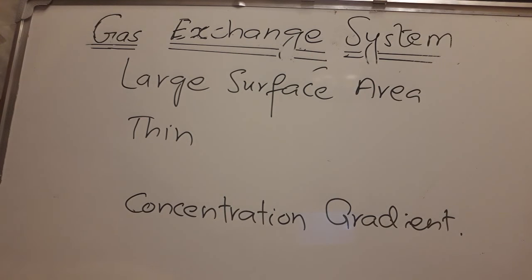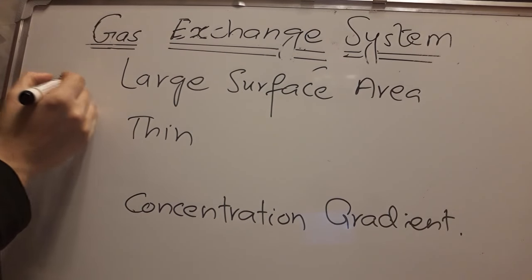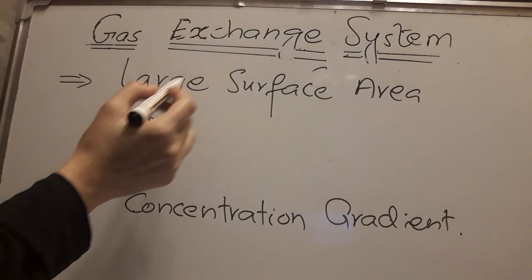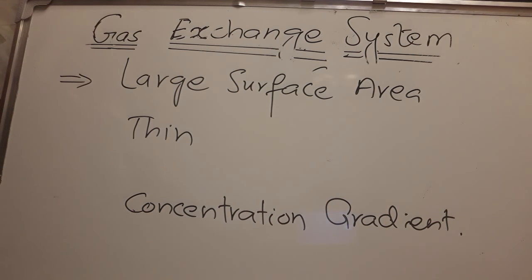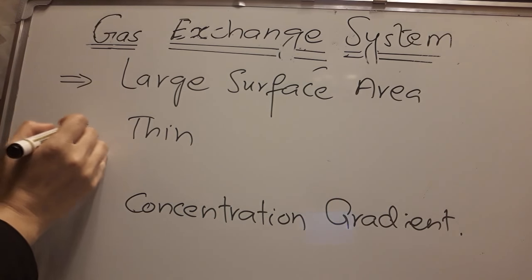Everyone, today we'll discuss the gas exchange system in different organisms. Before going into the topic, we'll first see what adaptations gas exchange surfaces that are present in different organisms have in common. Mostly, gas exchange surfaces have a large surface area. This large surface area provides more space for diffusion to take place.